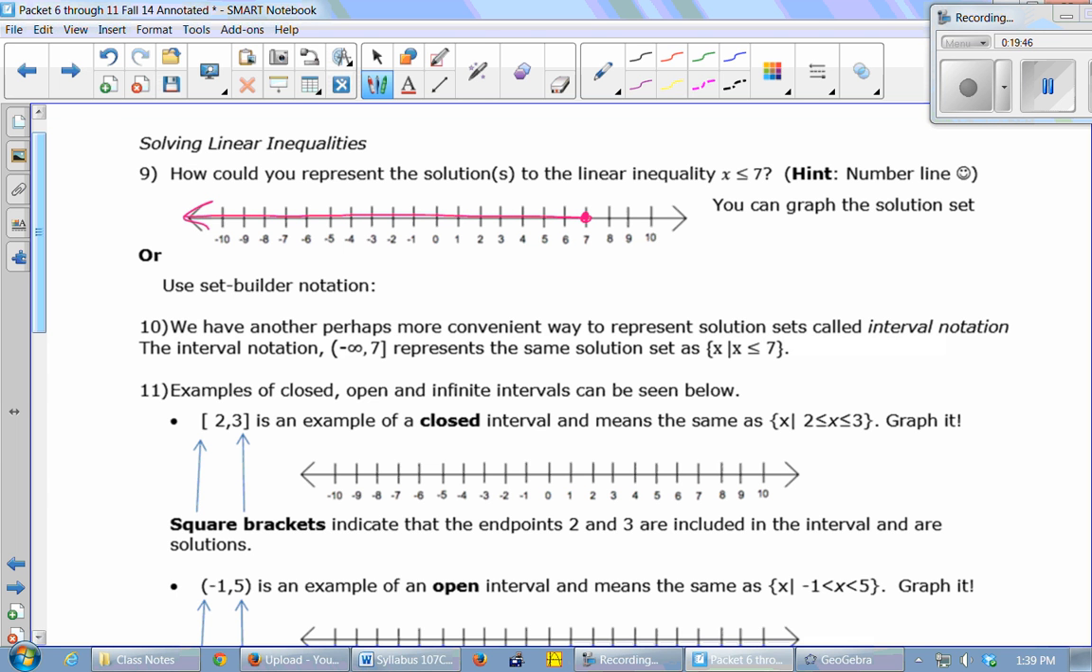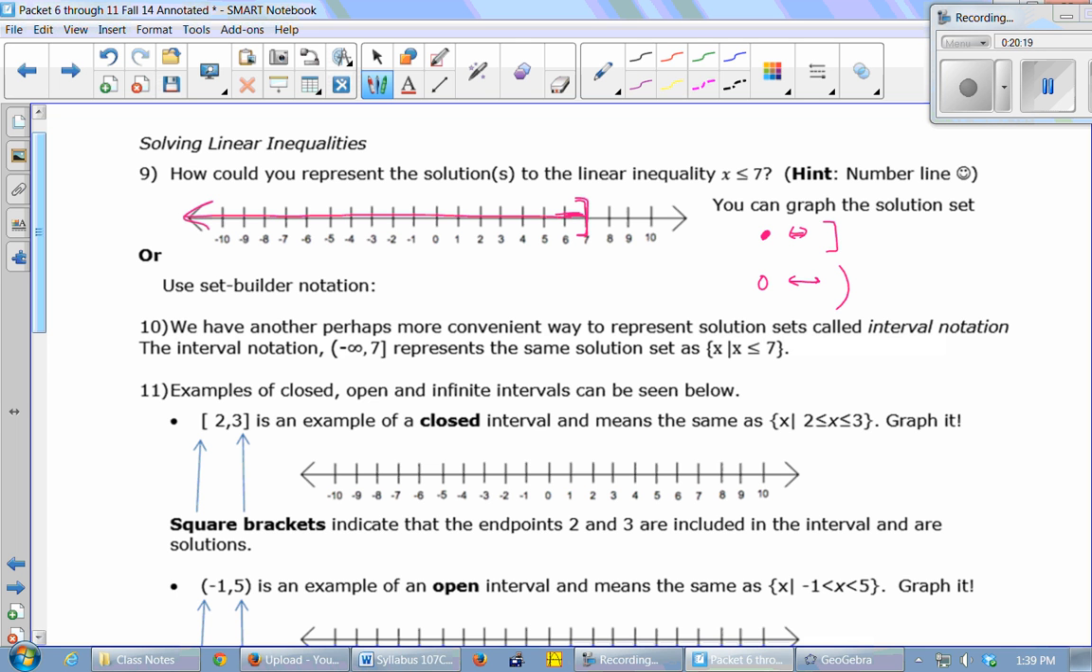Some texts, and I can't remember if our book is one of them, instead of using a closed circle and an open circle, use a square bracket for including the 7, and a round bracket for not including. So for people who have done this before, closed dot is the same thing as square bracket. Open circle is going to be the same thing as round bracket.